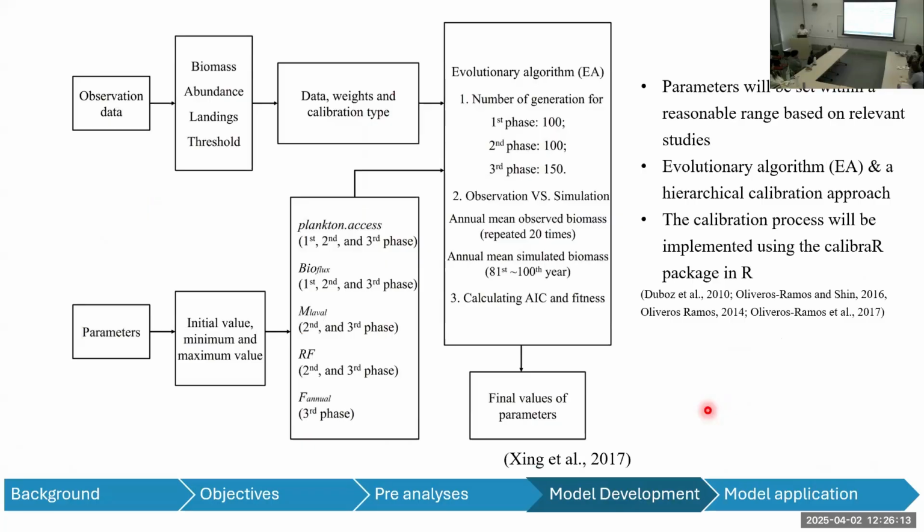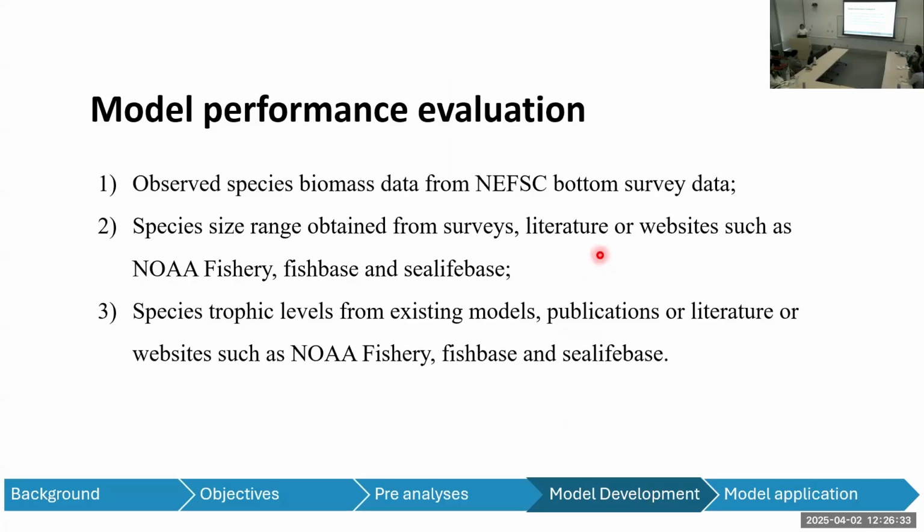So we are now in the stage of model calibration. During this process, those unknown parameters will be set within a reasonable range based on available knowledge. And then the evolution algorithm and a hierarchical calibration approach will be employed to do the calibration. After the model is calibrated, we will then compare the model outputs with the observed data set to evaluate the model performance, such as we can analyze the observed species biomass or the species size range, etc.